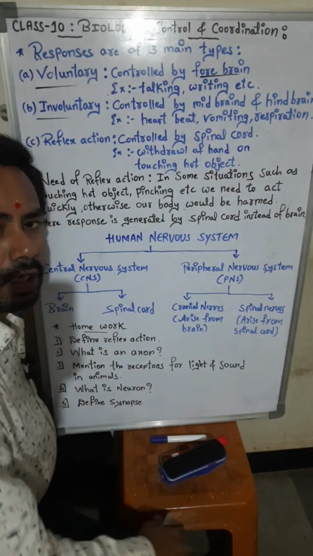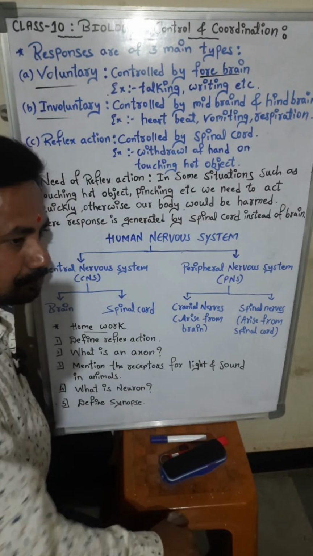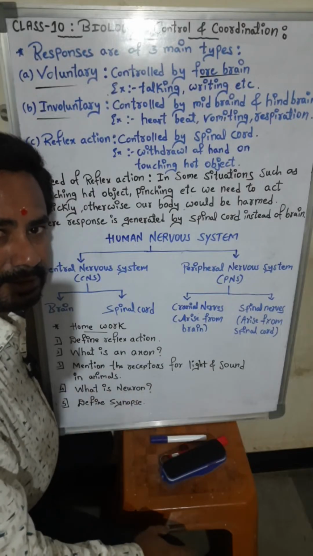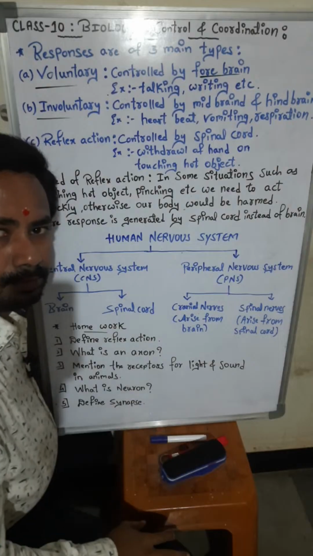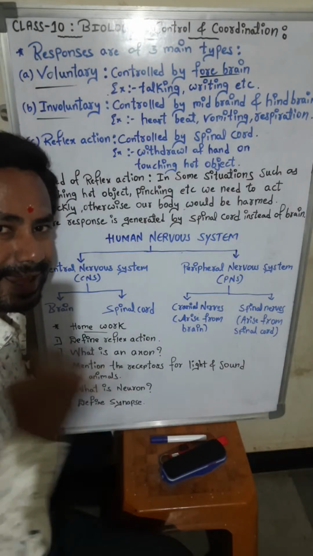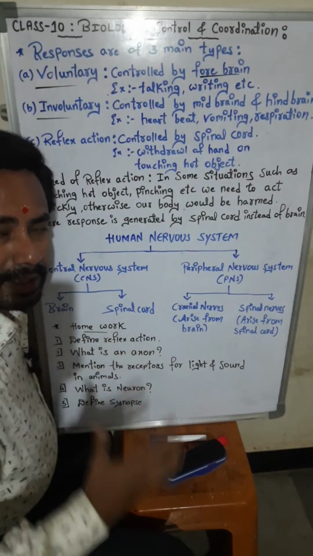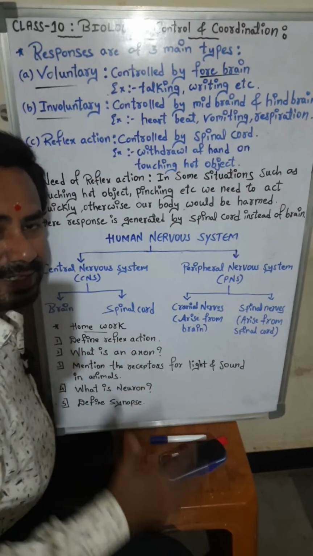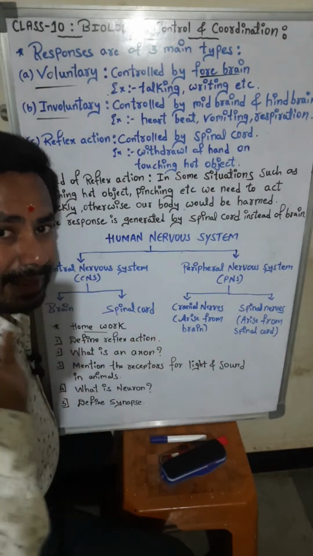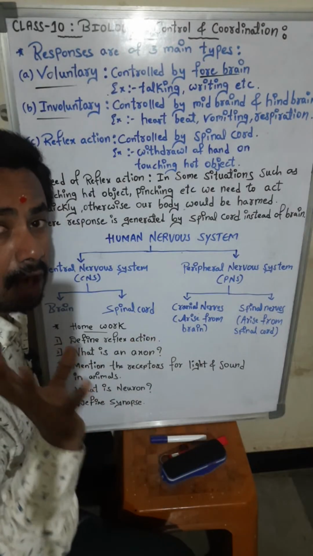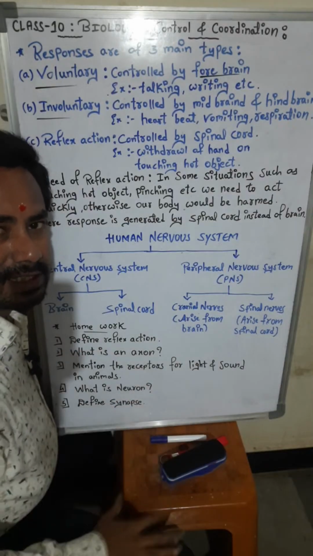No, it is not under our control. So it is an example of involuntary actions. Heartbeat. From our womb to tomb. Tomb means death. Womb means in the mother's womb, where the child will develop.